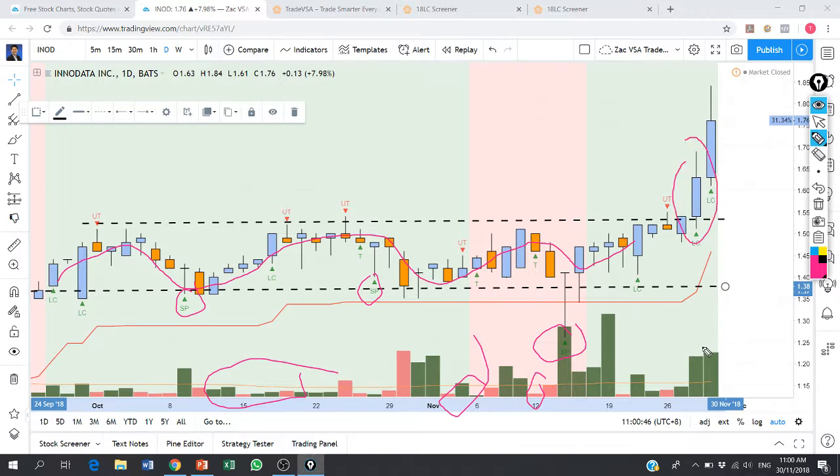So line change with high volume. This is on 28. This is on 28.